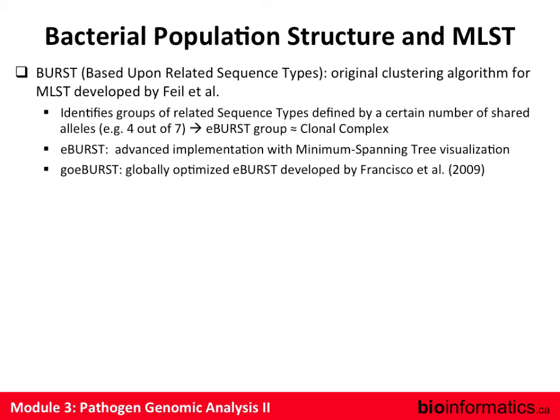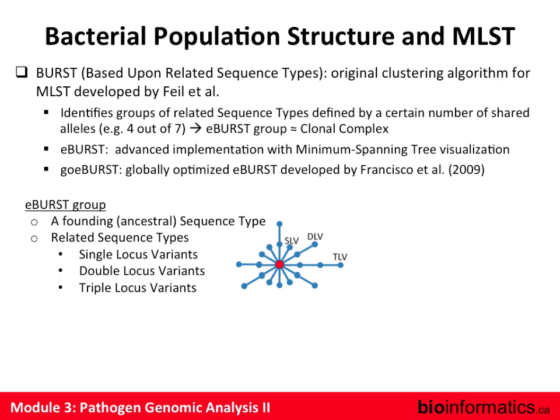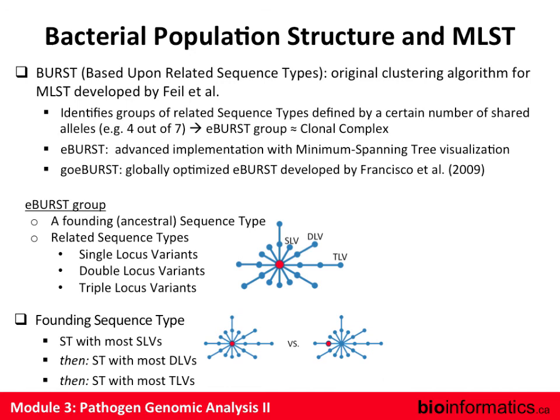It is based on this concept of trying to identify groups of related sequence types and trying to infer the ancestral sequence type and all of its descendants, for lack of a better term. We have a network of founders as well as their acolytes that descended from them by acquiring mutations or differences. We have single locus variants, so you have the founder that then acquires a mutation. That's an SLV. If there's two different alleles, that's a DLV. Three, TLV, and so on and so forth. So you have a network of dudes. And BURST then tries to infer the ancestral sequence type of a network of related sequence types by trying to maximize the number of SLVs, DLVs, and TLVs.